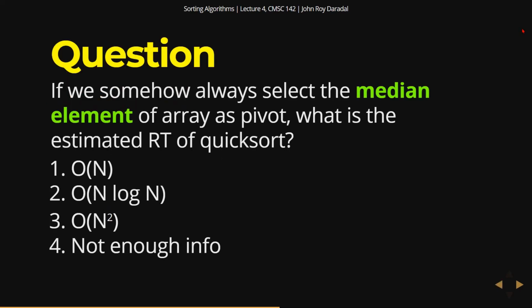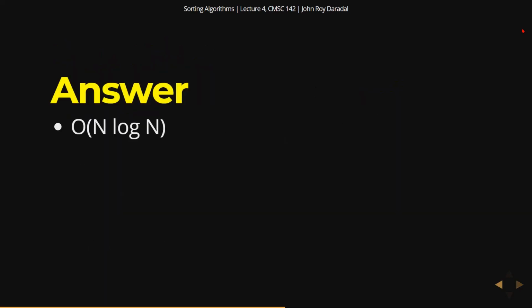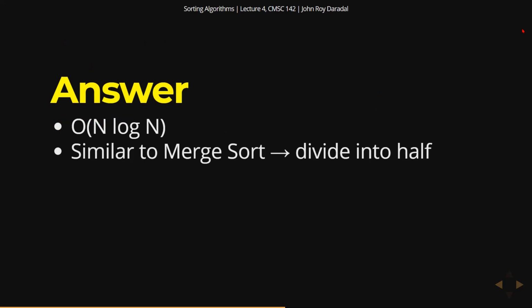Now, how about if we somehow always select the median element of the array as the pivot? Remember, the median is the 50th percentile, so half of the elements are smaller and half are bigger than that element. What if we always magically select the median element as the pivot? Then it would run in O of n log n. Why is that? Because it would be similar to merge sort, where you're dividing it into half, right?